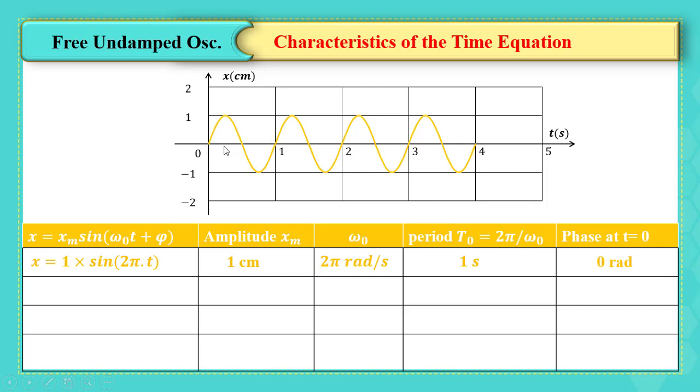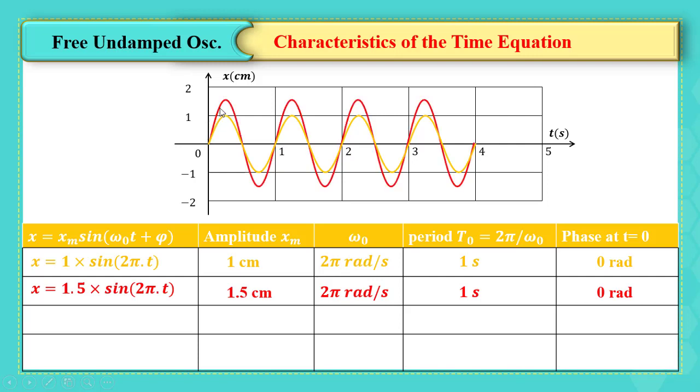If x equals 1.5 sine 2 pi t, let's find its characteristics. The amplitude then is 1.5 centimeters. Omega 0 is 2 pi. Now period is 1 second. It's still 1 second. And the phase is also 0. So the only factor that is varied is its amplitude. It shows us that its amplitude increased by half, but all other characteristics are just the same.